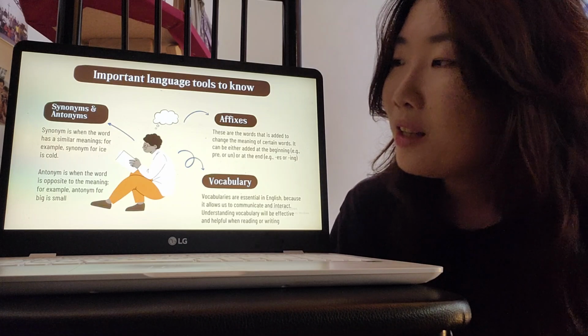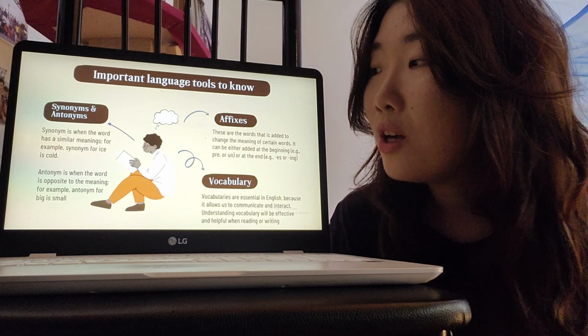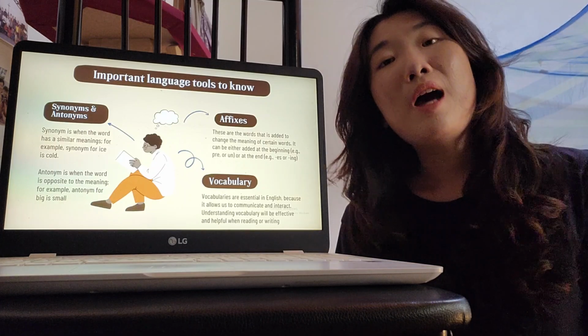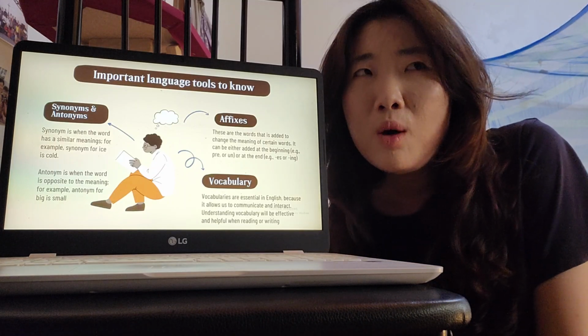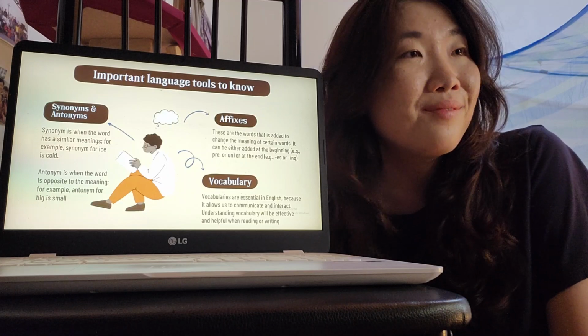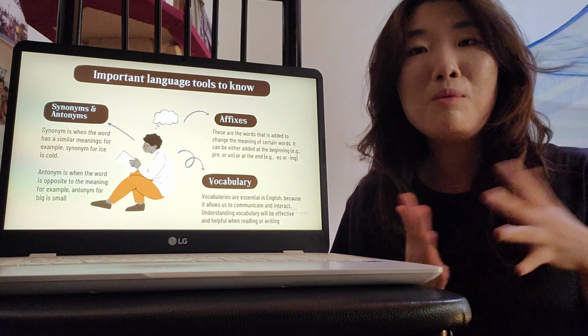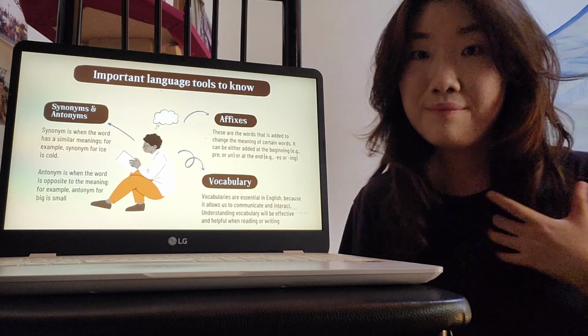Okay, all right. So an antonym is when the word is opposite in meaning. For example, an antonym for big. What is an antonym for big? Yep, Cindy? Small. Okay, yeah, that was easy, right? An antonym for big is small because it's an opposite word.